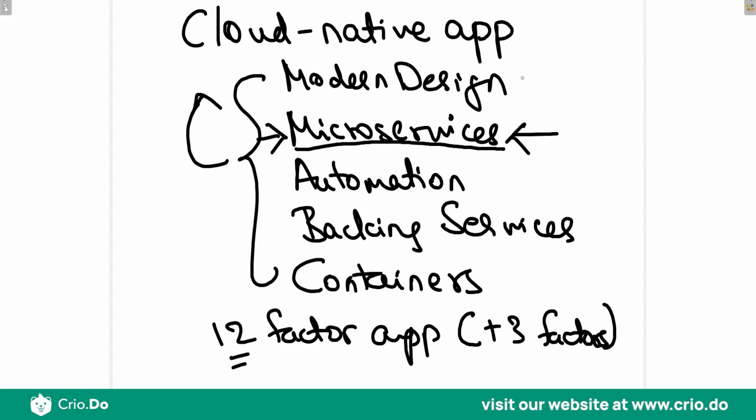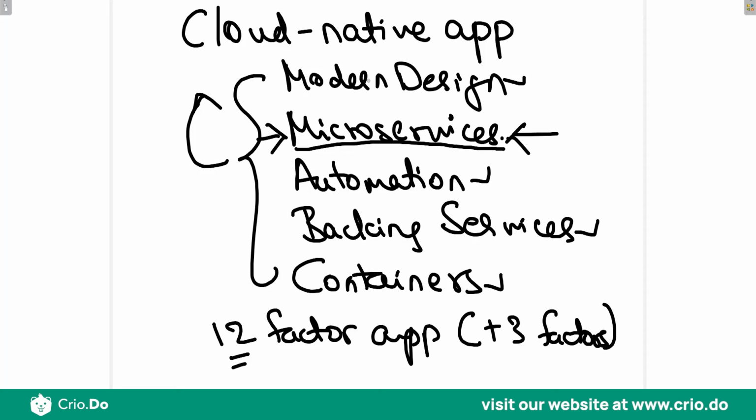The other parts, like modern design, automation, backing services and containers, we'll also try to cover in bits and pieces, as required for us to implement our microservices. But largely your focus is now to understand how can we create microservices and how can we implement microservices, right? And when we are doing it, we'll also be touching on the other pillars as and when we are creating our microservices. So that was a quick summary of what we have seen so far.